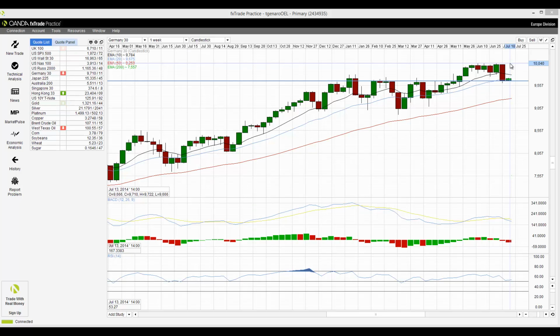So I'm looking for any long trades on the German DAX, looking for those moves back up into some of these key levels right around 10,000. And on the weekly time frame, we're getting just a great setup there that looks optimal for a move back up in the direction of the predominant trend.